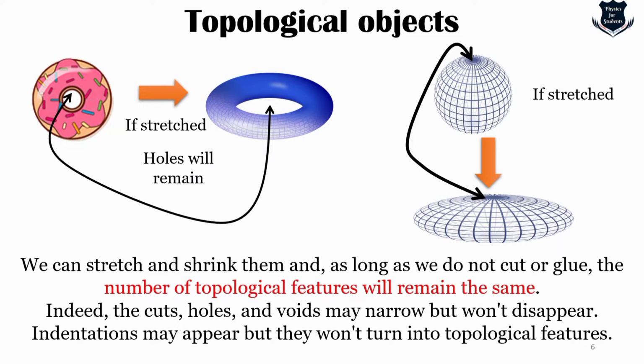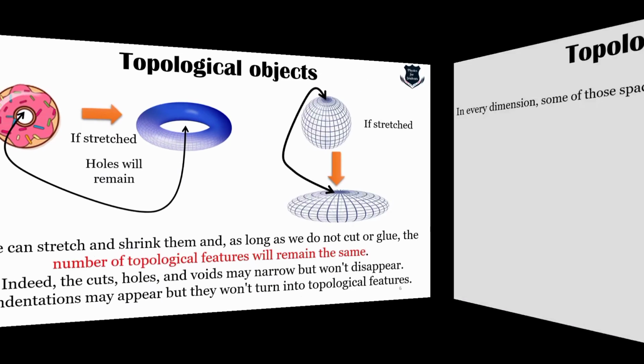The holes, the north pole of the oblate spheroid and the sphere remain the same. So indeed the cuts, holes and voids may narrow, but they won't disappear. For example, in the case of a donut, it is stretched and became more. Indentations may appear, but they won't turn into topological features. This is something central we need to understand.